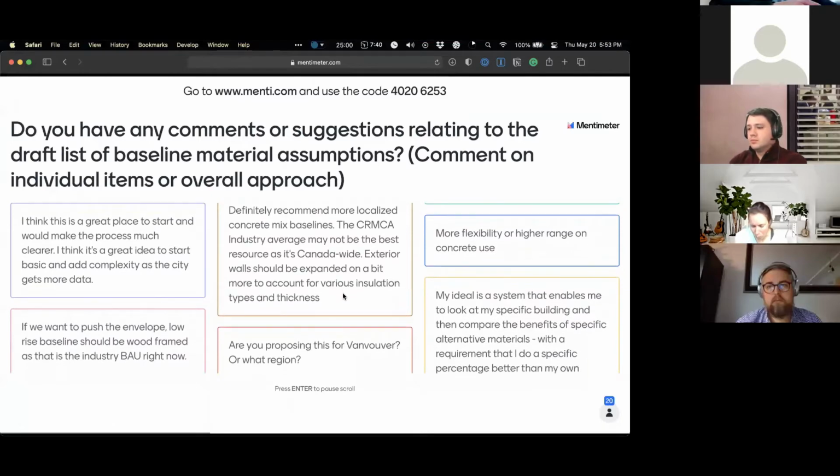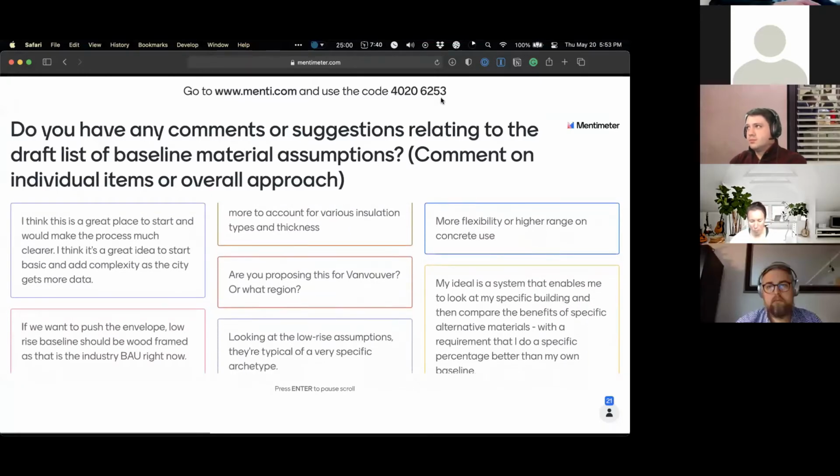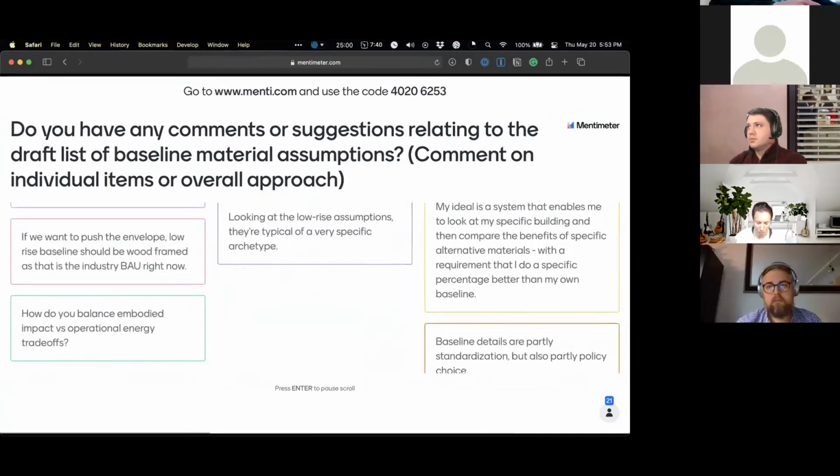Let's see. I guess I need to press pause. This is actually kind of hard to read. Let me see if I can make this a bit smaller.